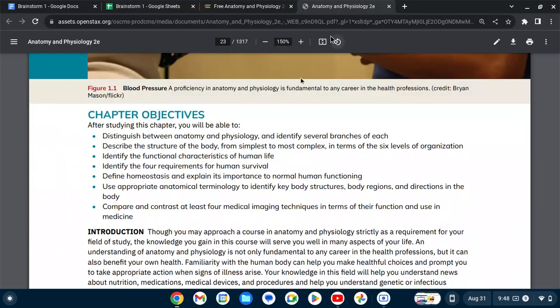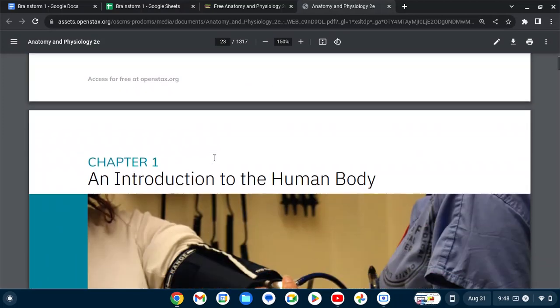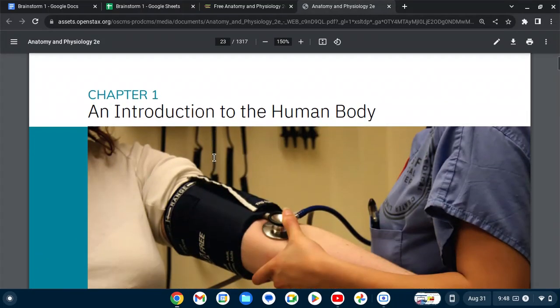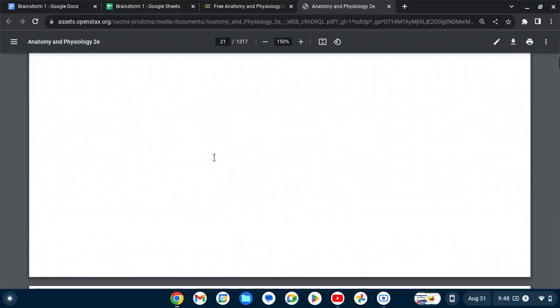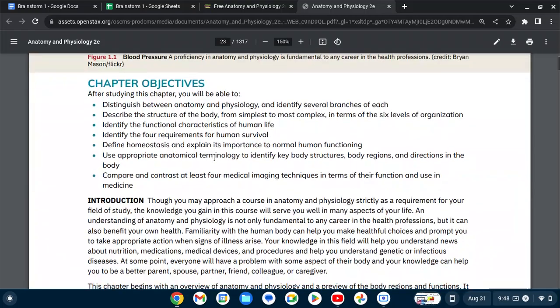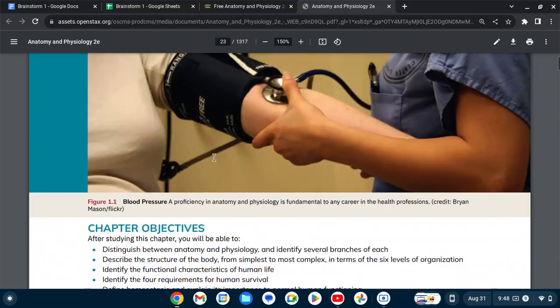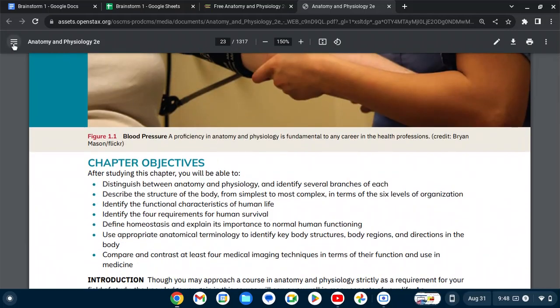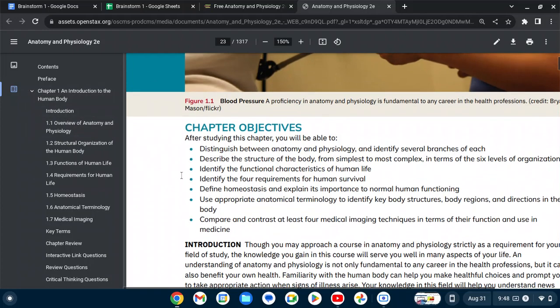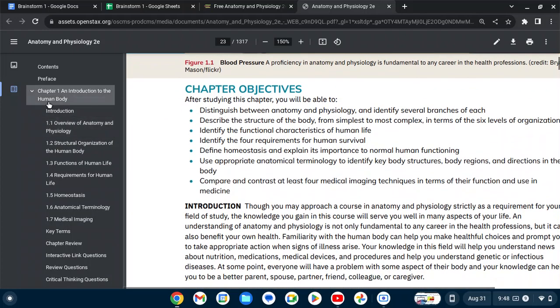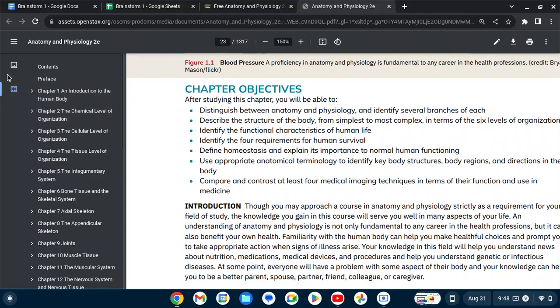Okay. Anatomy, physiology. Chapter 1, an introduction to the human body. Oh, wait, I missed it. Hold on. Oh, no, that's right. Oh, they're doing it a little bit differently. Okay, so. Oh, that's chapter objectives. My bad. I got myself confused for a second.